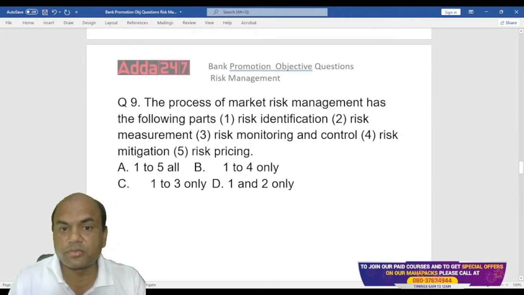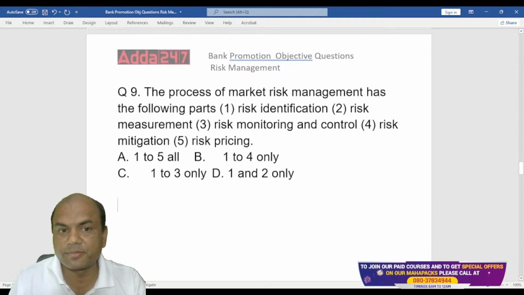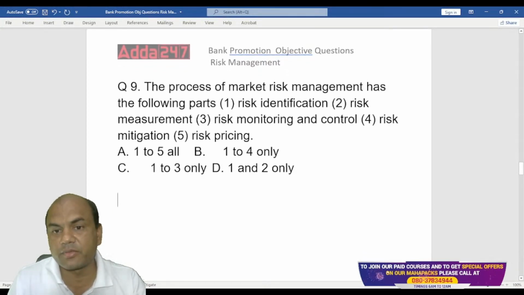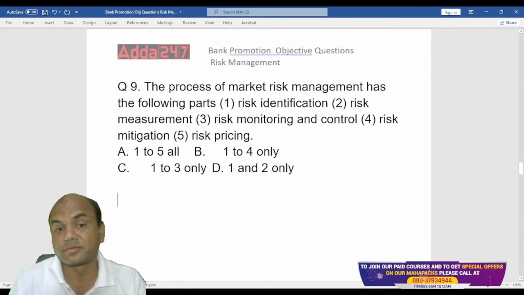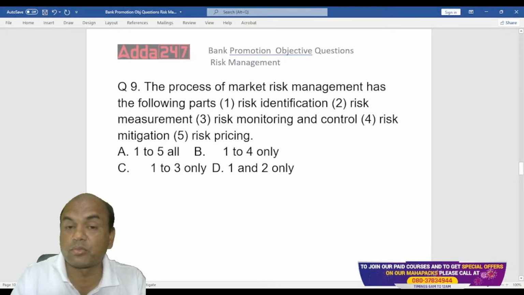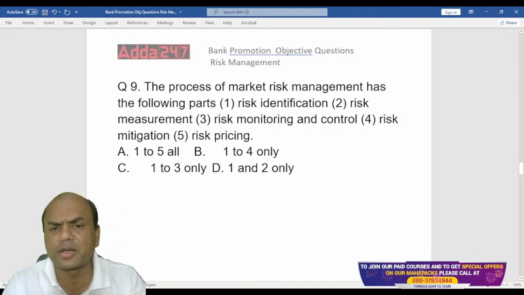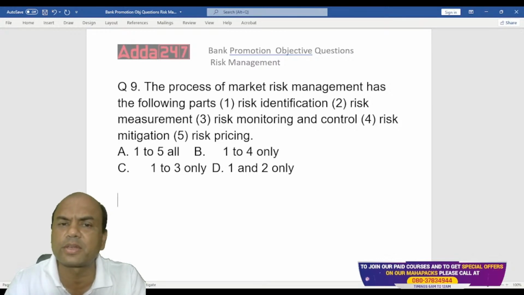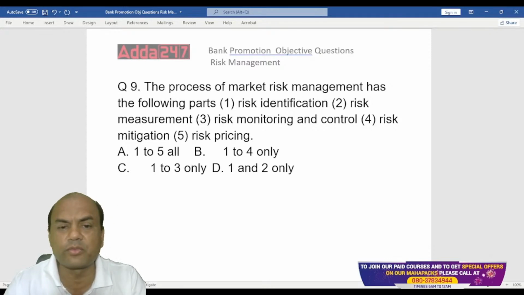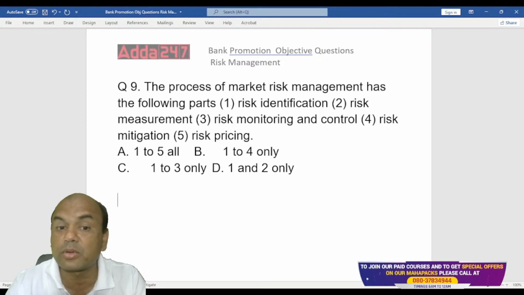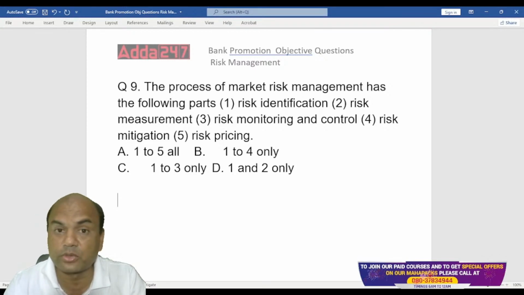The process of market risk management has the following parts: risk identification, risk measurement, risk monitoring and control, risk mitigation, and risk pricing. What is it? Understand this: what all parts are included in risk management? Now, these are all the parts or steps of risk management. Many of you are okay with 1, 2, 3, and 4, which means identification, measurement, monitoring, and mitigation. But what about pricing? Many of us don't know what risk pricing is.